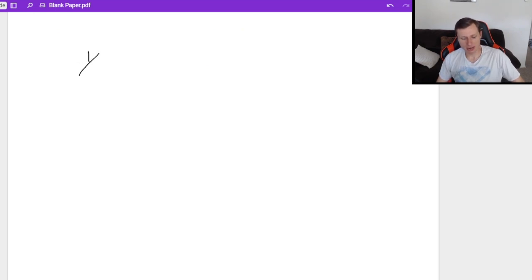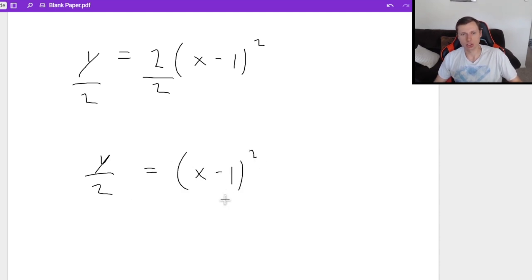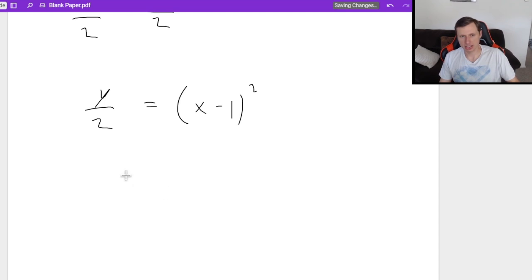For the first one, I have y equals 2 times the quantity x minus 1 squared. So this, again, is not in the form I want it to be. I need this x minus 1 squared to be on its own. So I'm going to divide both sides by 2. Now I have y over 2 equals x minus 1 squared. And now at least I know the vertex. My vertex is going to be h is 1, because it's x minus 1, and k is 0 because there's nothing next to the y in terms of a plus or minus. So the vertex is at (1, 0).